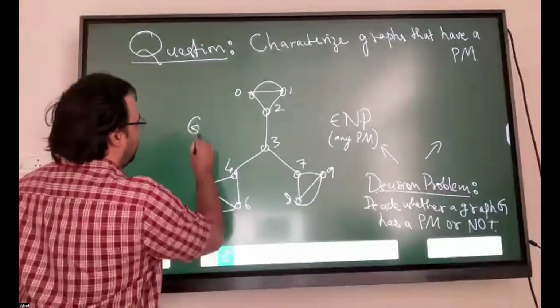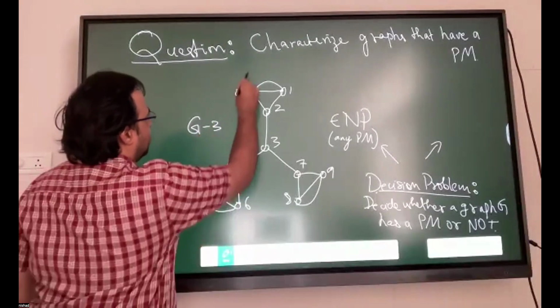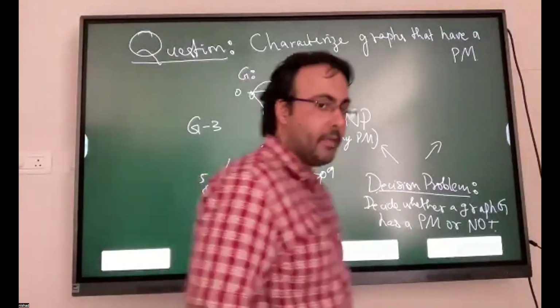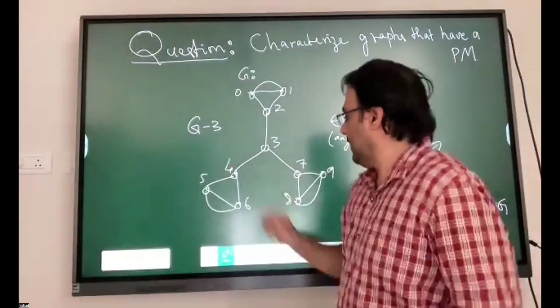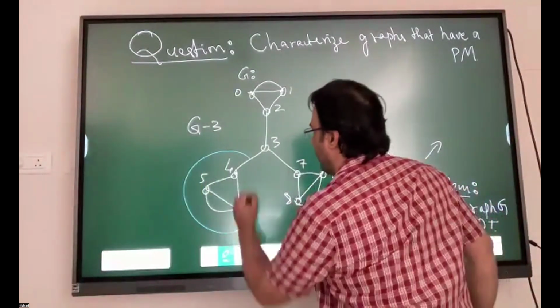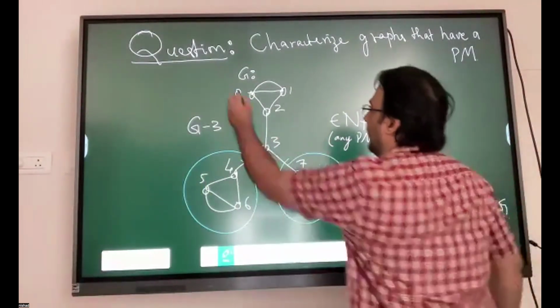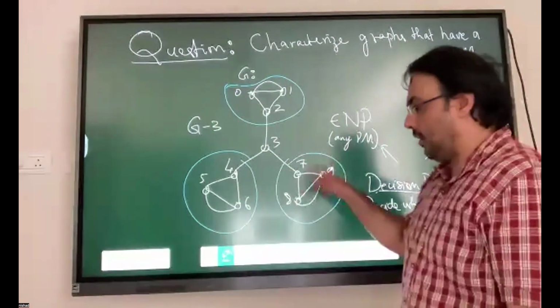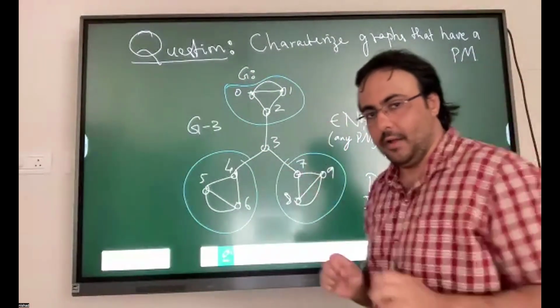Consider the graph G minus 3, where G is this graph and minus 3 means delete the vertex 3. This graph, after you delete this vertex, has 3 components: 1 component, 2, and 3. All these components have an odd number of vertices, so they cannot have a perfect matching within themselves.